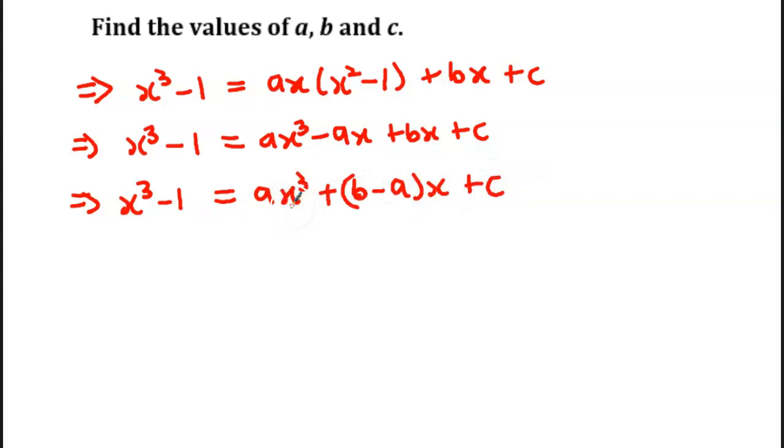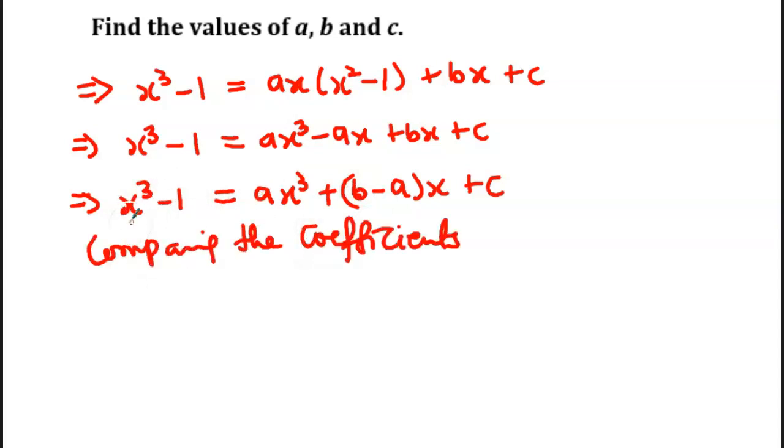Well, we have been able to expand the right hand side. On the left hand side, we have a term in x cubed, but there's no term in x. And then we have a constant term, comparing coefficients. So let's start with x cubed. So on the left hand side, the coefficient of x cubed is 1. And so therefore, a is equal to 1.